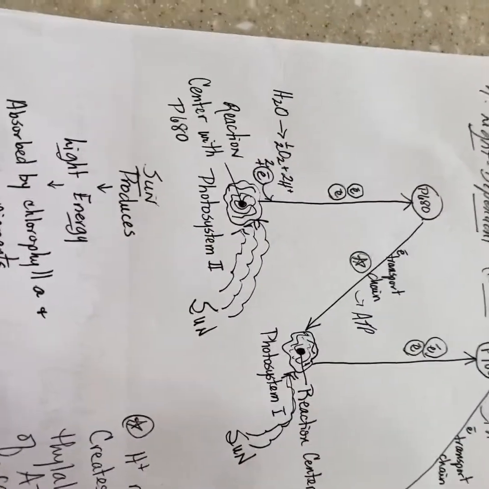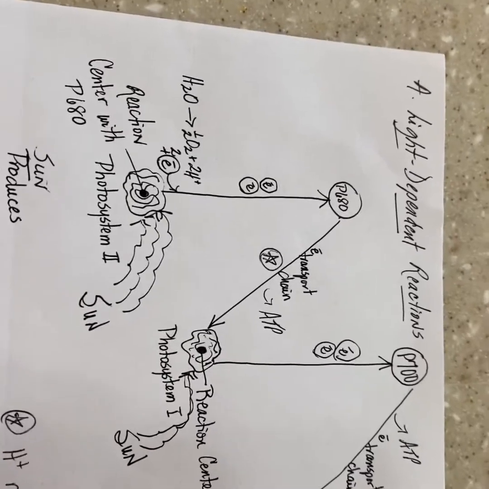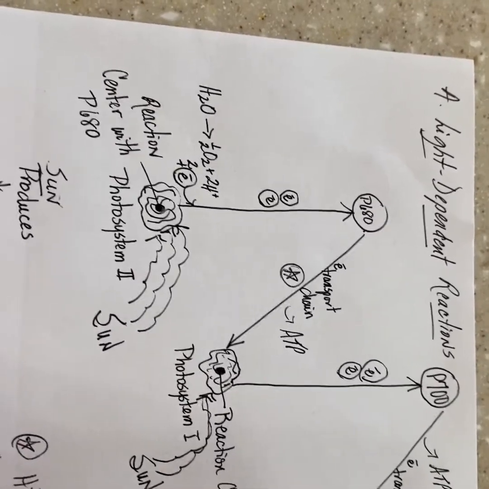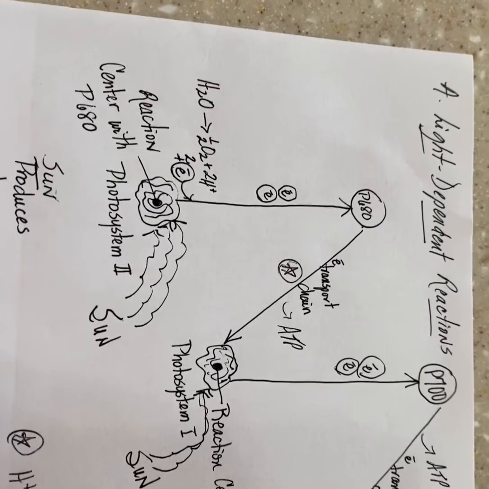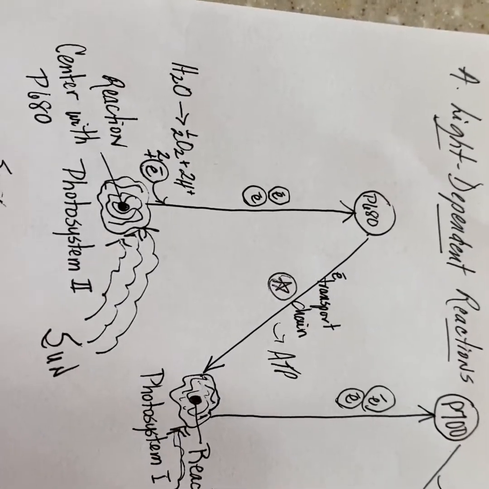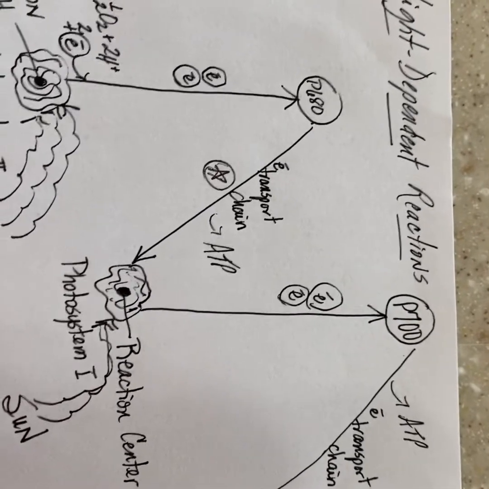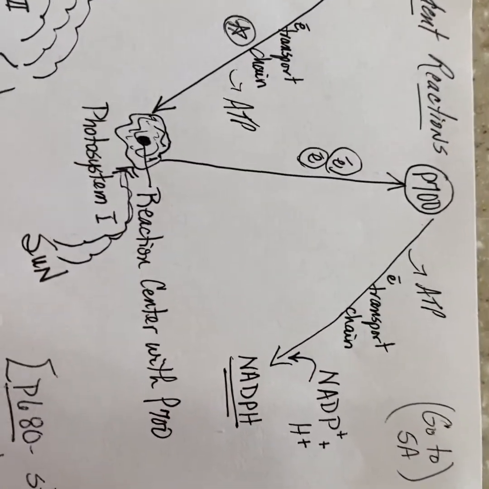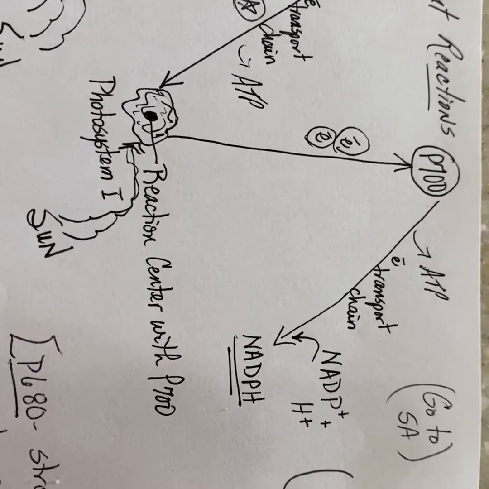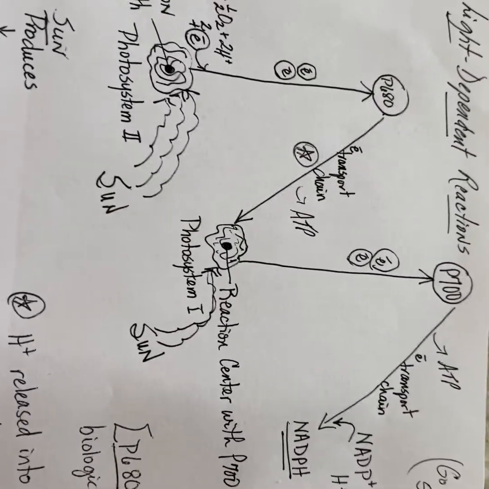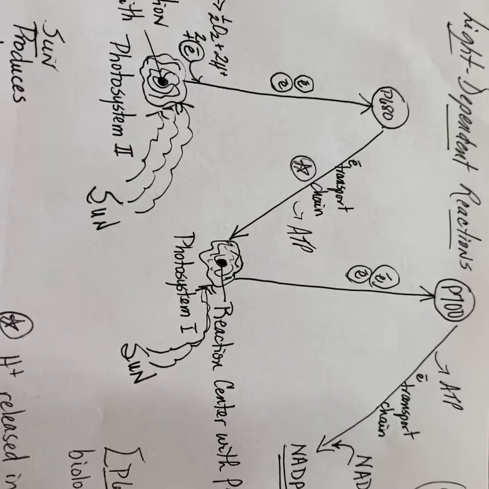Now, let's talk. Whoops. You remember when we were talking about the light-dependent reactions? You notice how the electrons went from photosystem 2 up to P680, down to photosystem 1, up to P700, and then down, and the final acceptor of electrons was NADPH. Well, remember, that's called linear electron flow.